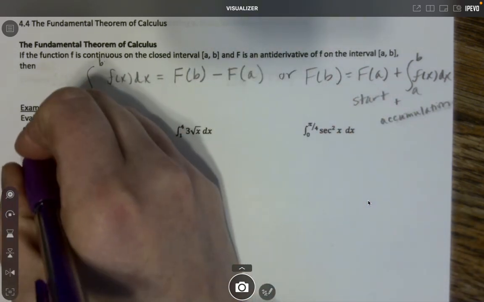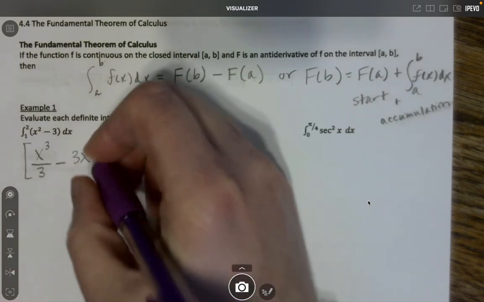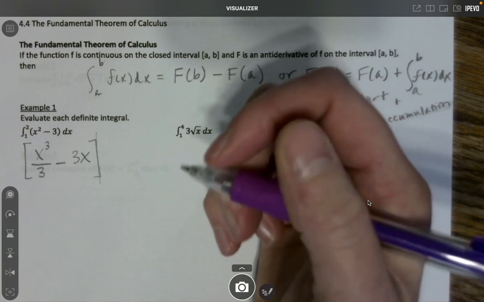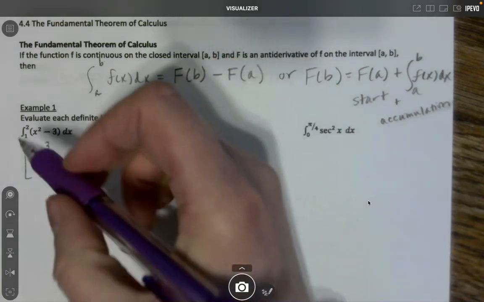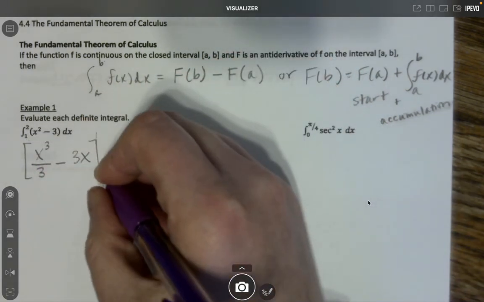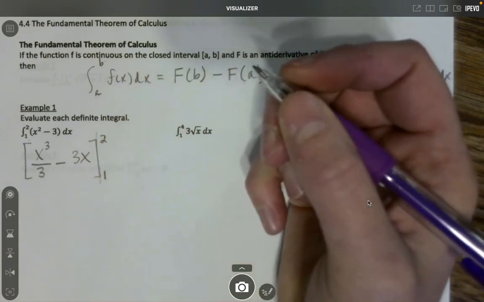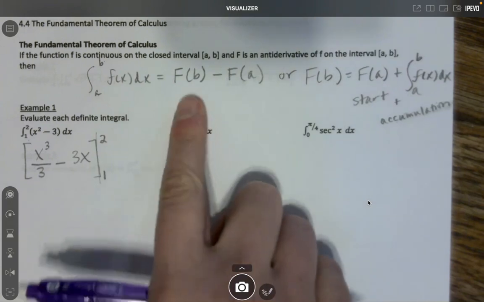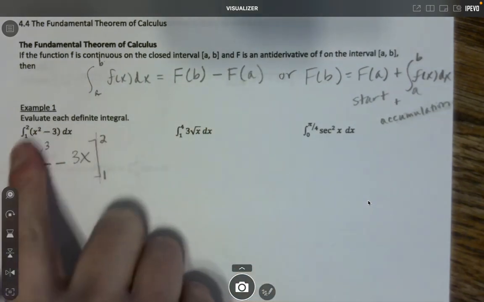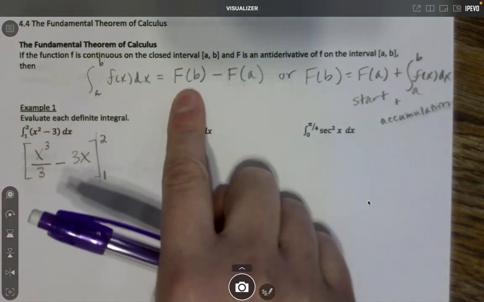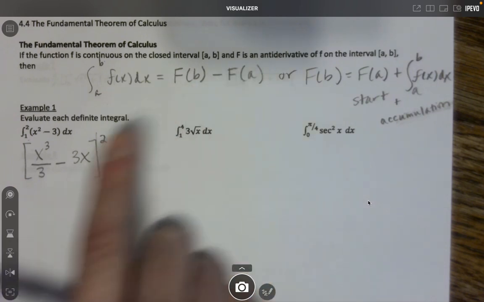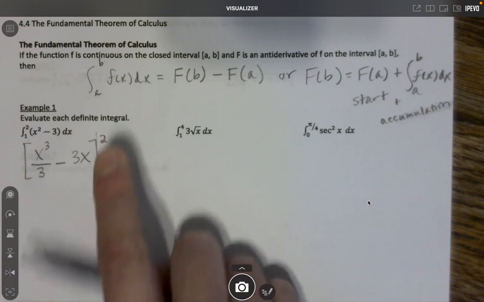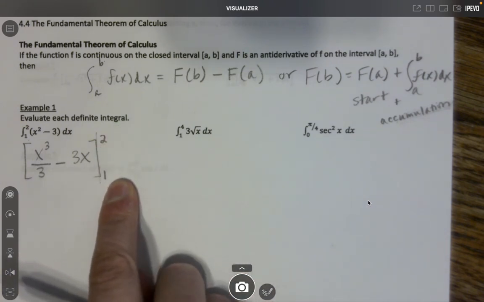Because this is the thing I'm evaluating, I'm going to put it in brackets, or sometimes I just do a line over here, different notations on different stuff. I am integrating this over the interval from 1 to 2. My lower bound is 1, my upper bound is 2. Then I'm going to first plug in 2, because that's this part. This is my big F now, and I need to do F of b minus F of a. So I want to evaluate it at my upper bound minus, and then evaluate it at my lower bound.